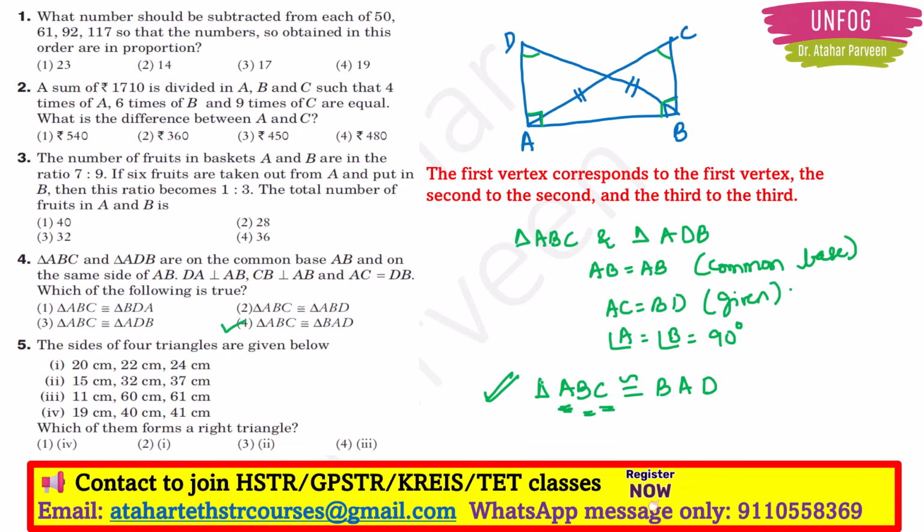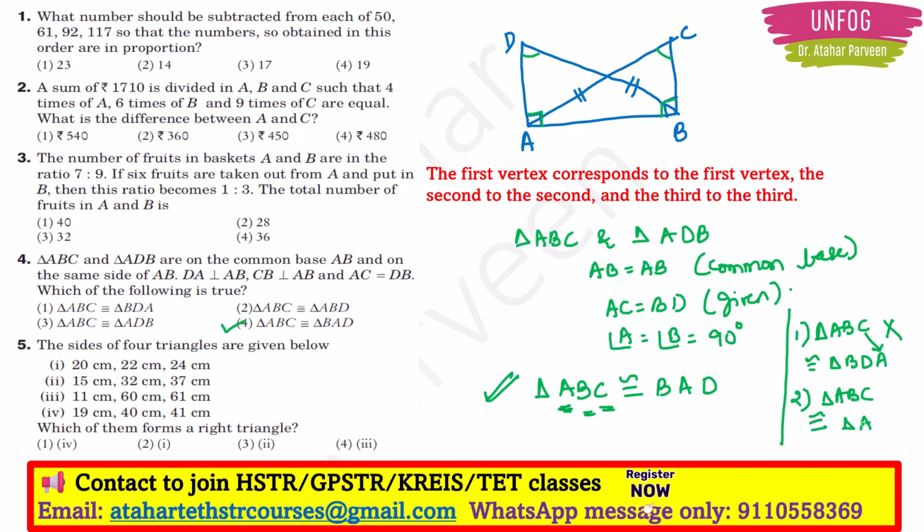Now you may say, madam, why other options are wrong? They are talking about the same triangle only. See, in option 1, I will write and show you. In option 1, they are telling triangle ABC is congruent to triangle BDA. C is not corresponding to A, right? So that's why that is not the correct option. Like that only in the second one, triangle ABC.